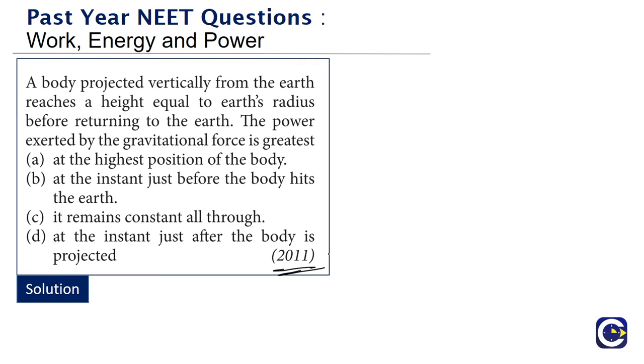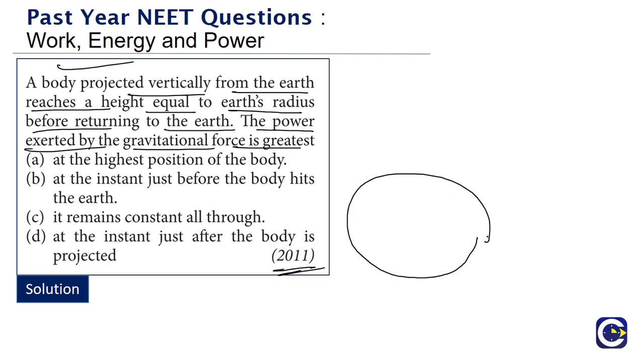Next we have another theoretical question. This has come in the year 2011. A body is projected vertically from the earth, reaches a height equal to the earth's radius before returning to the earth. The power exerted by the gravitational force is greatest. So look at it, we have the object which is projected from the earth. From here it is going to a height which is equal to the radius of the earth, and then it starts coming back.